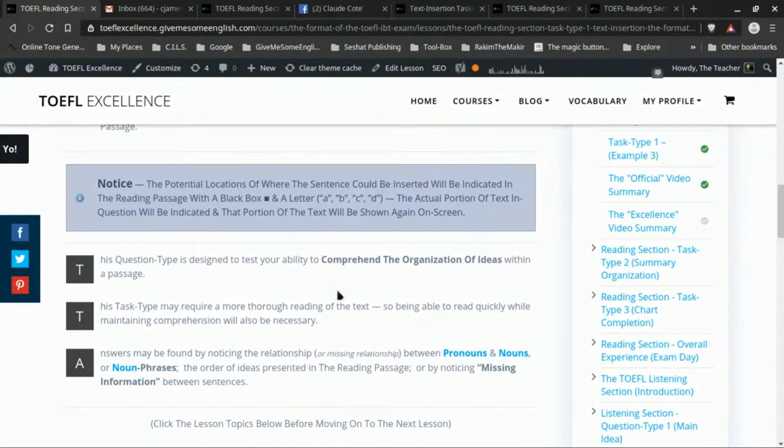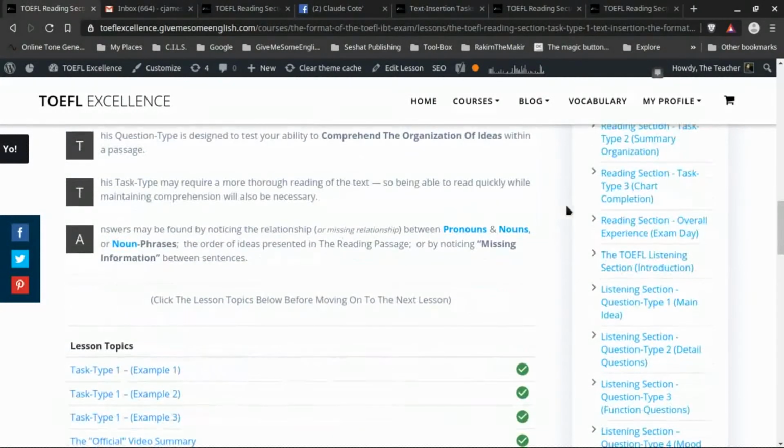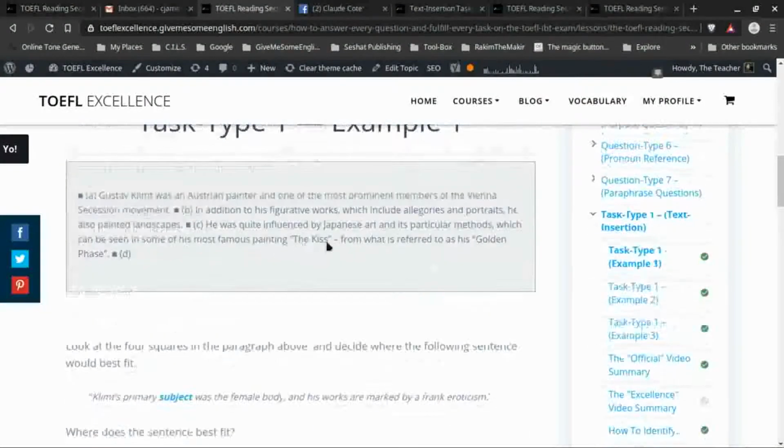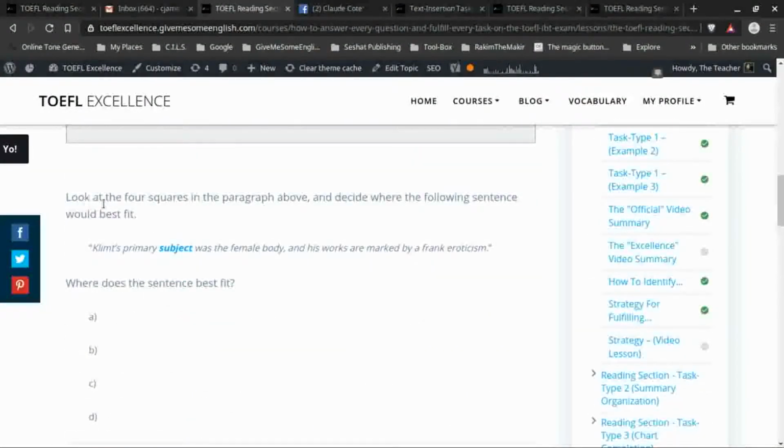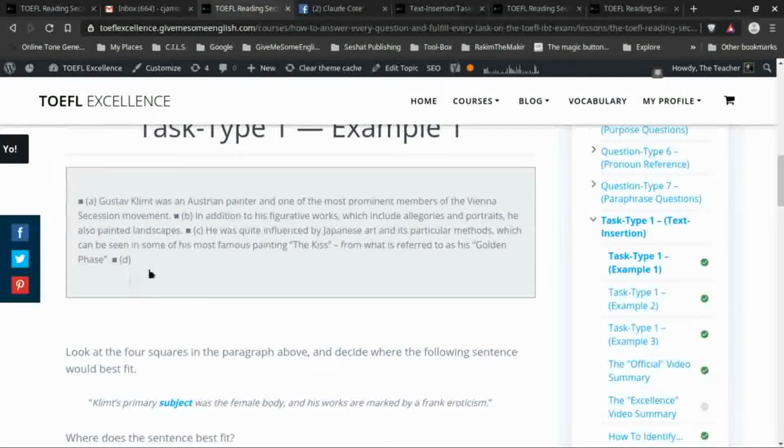Now, as I showed you with the example, you have a reading passage that has 4 black squares. Each square has an A, B, C, or D after it. And then, of course, with the questions, it really just asks you, look at the 4 squares in the paragraph and decide where the following sentence would best fit, or something like that. So then you basically just read through the sentence, and then you have to go through the reading passage and determine where it best fits.